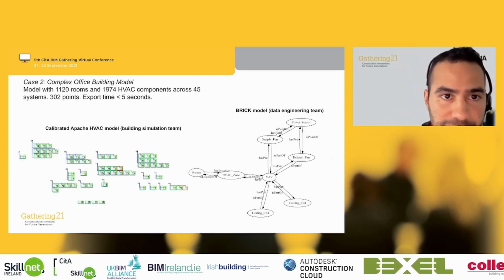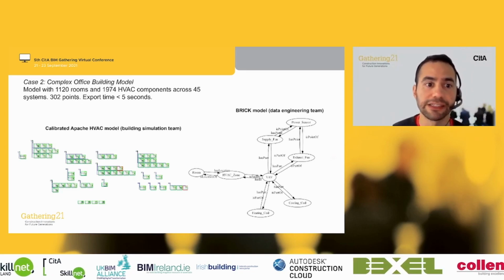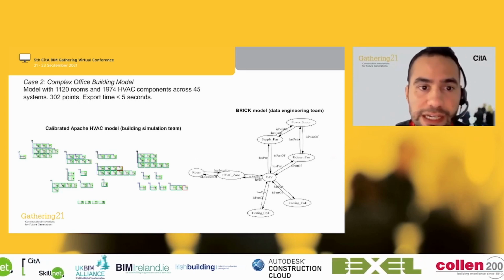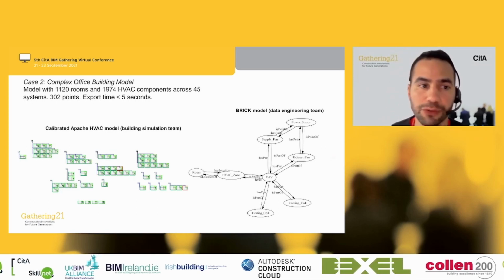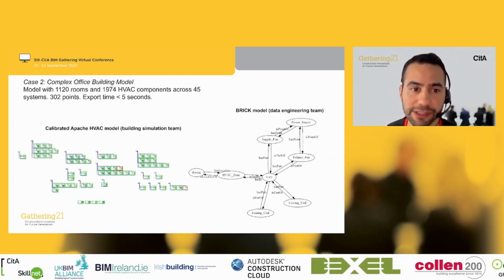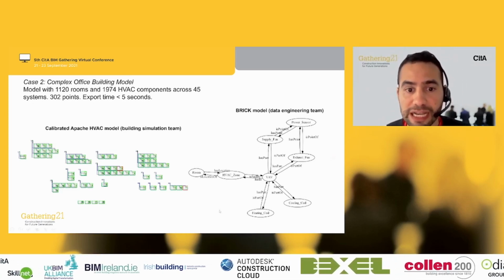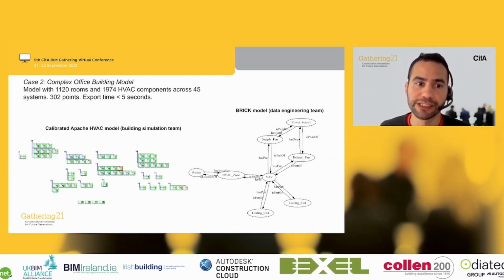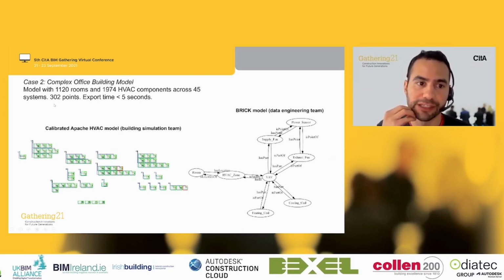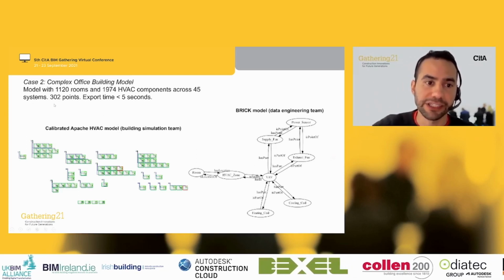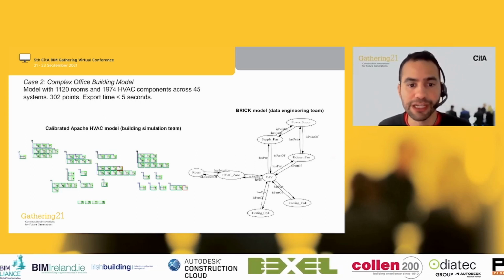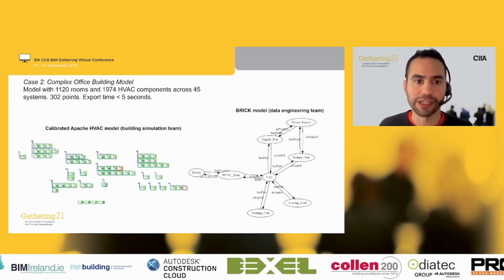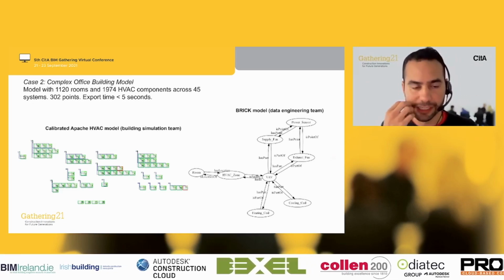The second case study was the complex office building model. It's an office from Schneider Electric. This was a very big model, almost 1,200 rooms, almost 2,000 HVAC components, and 45 systems, and they had 300 points. So this is what we found out: we have a data engineering team modeling these 300 points, and at the same time you have the building simulation team building the whole calibrated model for this building.